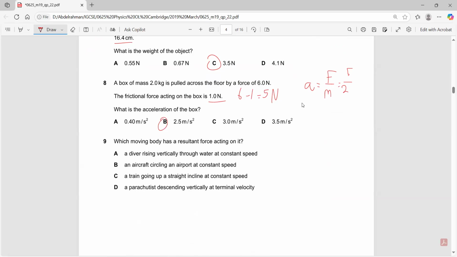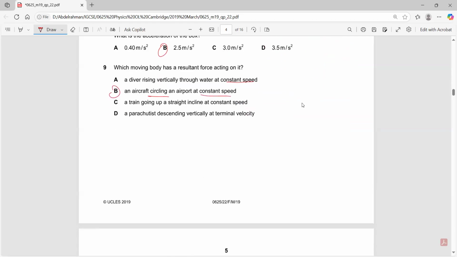Which body has a resultant force acting on it? A diver rising vertically through water at a constant speed. Constant speed? So no, vertically is not changing his direction. Aircraft circling an airport at a constant speed. So if it's circling the airport, there is a resultant force. In which direction? Towards the center of the rotation. So this is the only case in which there is a resultant force acting on this object.